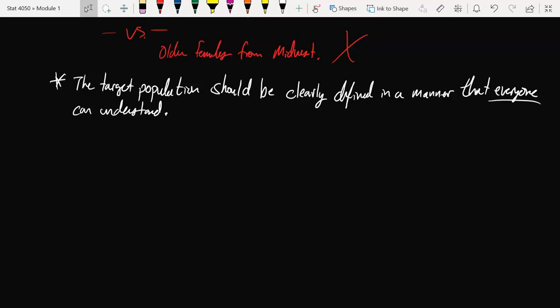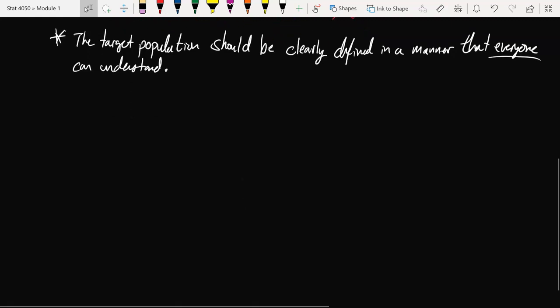A second, more practical reason why defining the target population is so important is because when it comes to sampling, understanding what you're trying to sample from, what the quote unquote population is that you're pulling a sample from, is important. Okay. So, given that we have a well-defined target population, now what? Well, now we're going to talk about how we can go to the next step of making inferential statements.